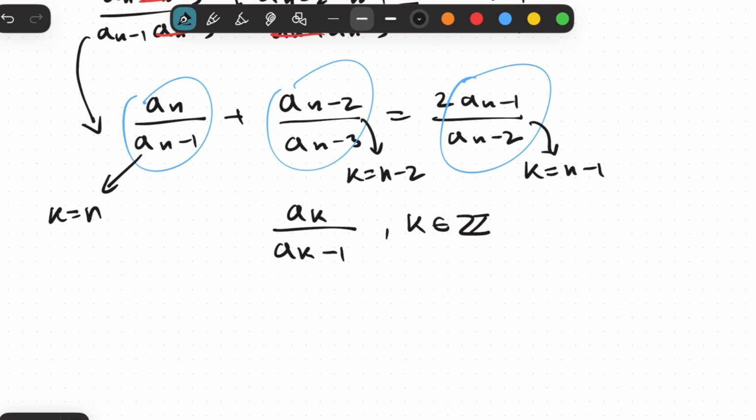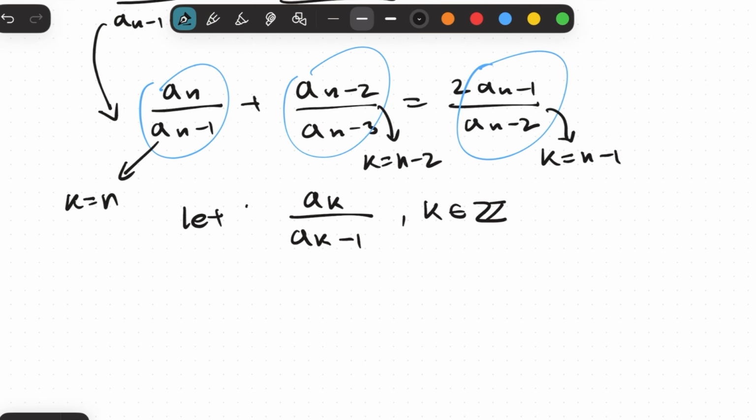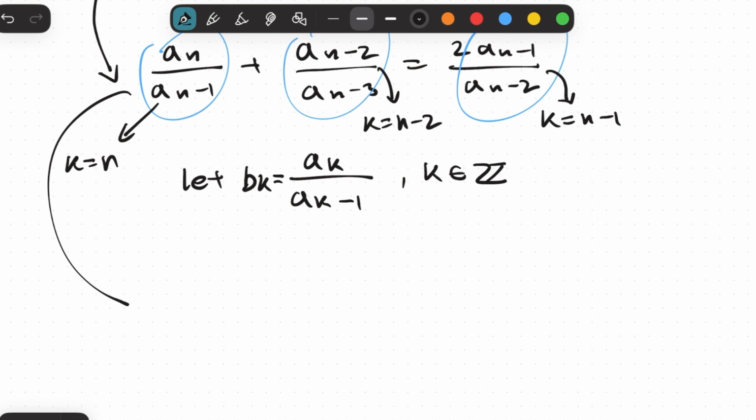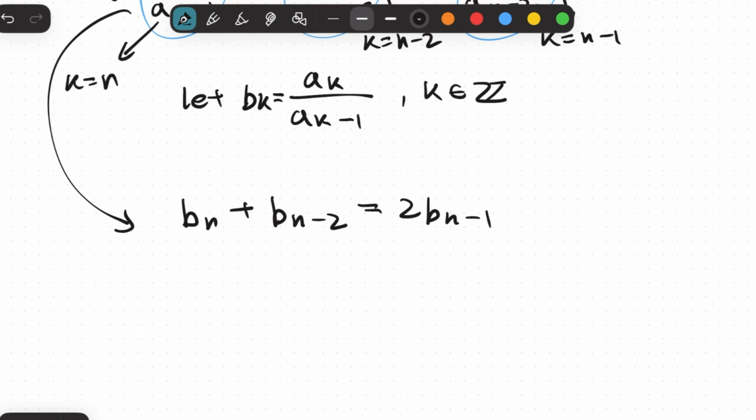Now, if we have this common structure across all three terms, we can use this to our advantage to simplify this more complicated looking equation. And this is through defining a new sequence. That is, we can let b_k equal to this, and therefore this equation just nicely simplifies to b_n plus b_n minus 2 is equal to 2b_n minus 1. This over here is a lot more simple looking, and it looks a lot more manageable to use.